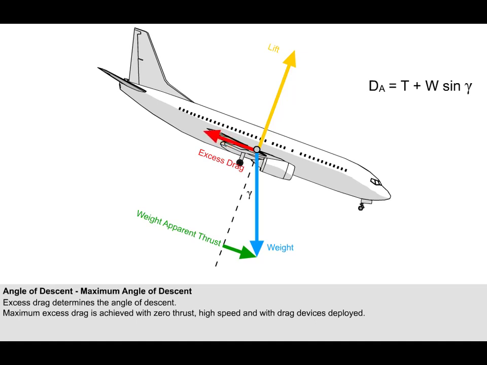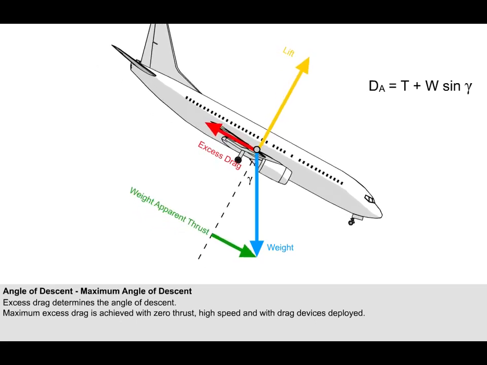The practical side of increasing drag to increase your descent angle occurs mainly in training and occasionally in commercial operations after air traffic reroutes. Take note that any increase in excess drag, either by deploying flaps or undercarriage, or by reducing thrust, will steepen the angle of descent.